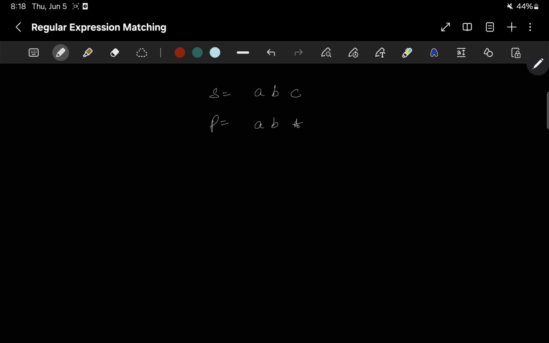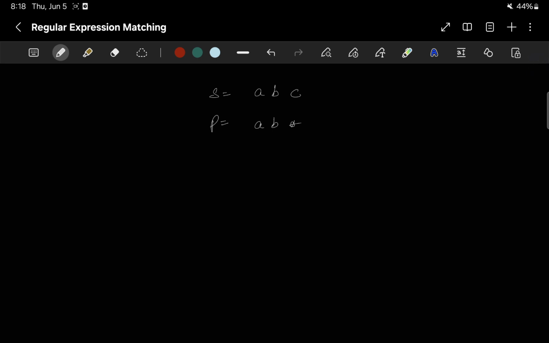You do not know if star will use this B or not, or how many times it will use this B. That's when the problem comes. Because if this is it, then the answer is not equal, because this star can only repeat B, not C. So the problem is we do not know what to do with star.